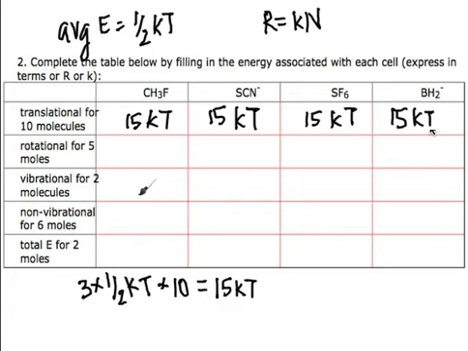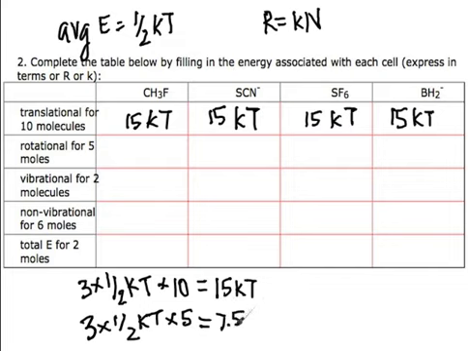For rotational, remember that for nonlinear molecules, it's 3. Now instead we have 5 moles. So this is just going to be 3 times 1/2 kT times 5, which gives us 7.5 kT. But we're going to convert this to RT because this is talking about the number of moles. So we're going to have 7.5 RT for nonlinear molecules.